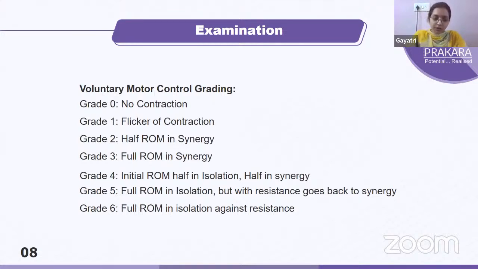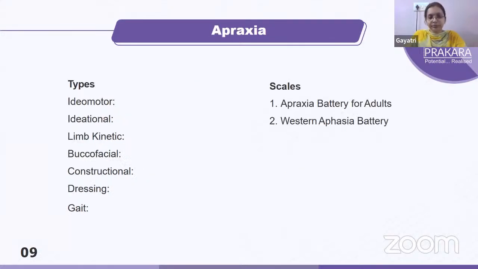But when the patient comes to grade 6, start with strengthening, give him weights, start doing isolated joint resistance movements with manual or mechanical weights. This VMC grading tells you a very clear picture about the recovery level in the stroke.